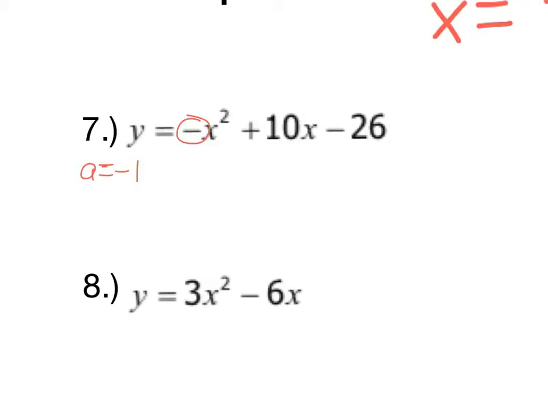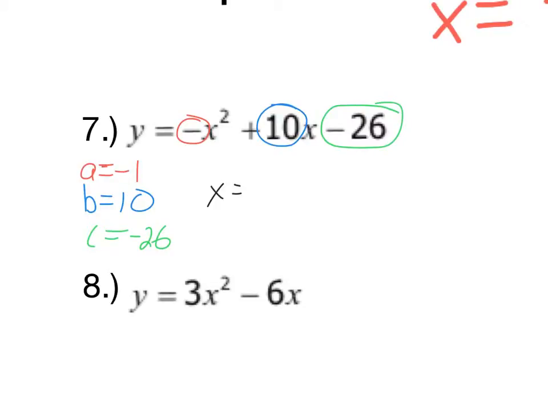Our B is going to be positive 10. And our C, which we don't really need when we're finding the axis of symmetry, but let's write it in anyways, that would be negative 26. All right, now let's use the formula.